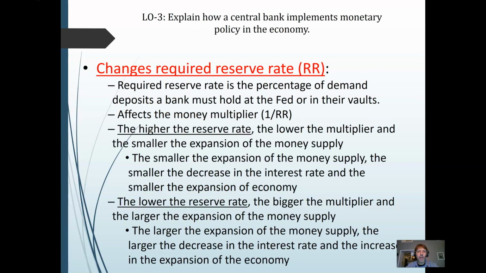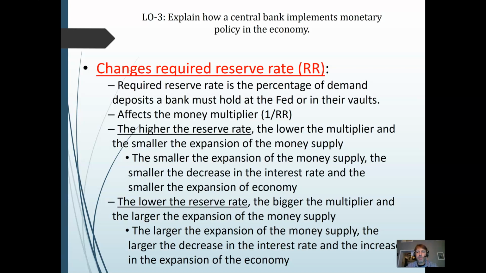So the reserve rate, which I've talked about a couple of times in an earlier chapter, in the last chapter, and in this one, is the percent that the bank has to keep and hold at the Federal Reserve in their vaults. And remember, the money multiplier is 1 divided by whatever that rate is. We used an example of 10%, or 0.1. So it would multiply money 1 divided by 0.1, 10 times.